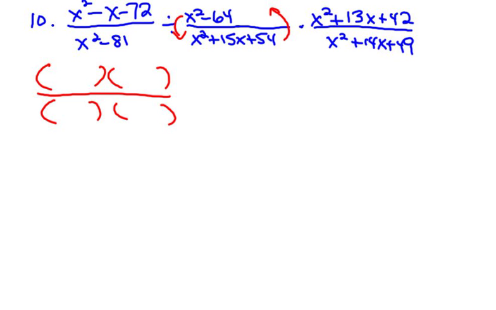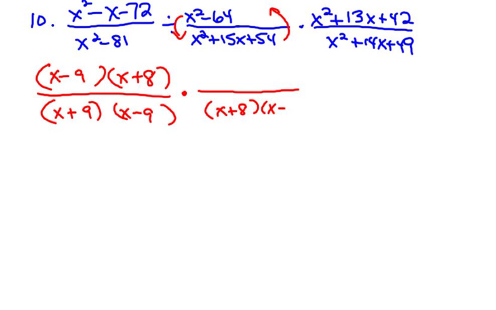Easy trinomial. Multiply to give you negative 72 and add to give you negative 1. It's going to be x minus 9, x plus 8. This denominator is a difference of squares, so x plus 9 times x minus 9. Here, the division sign, so we're going to flip that. The new denominator is a difference of squares, x plus 8, x minus 8. The new numerator is an easy trinomial. Factors of 54 that add to give you 15 are 9 and 6, so plus 9, plus 6.